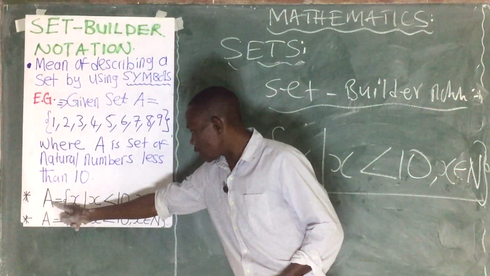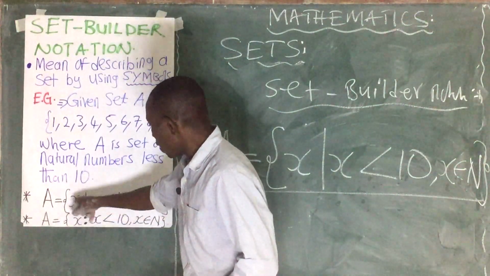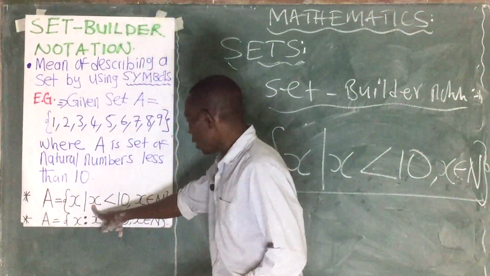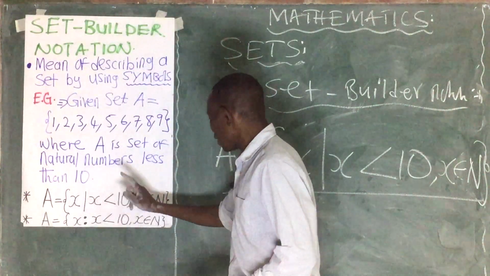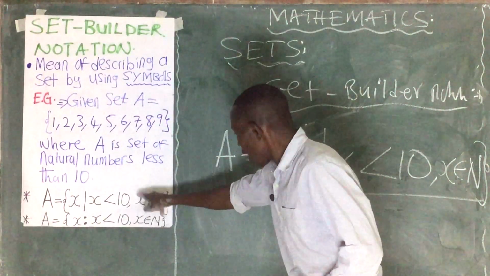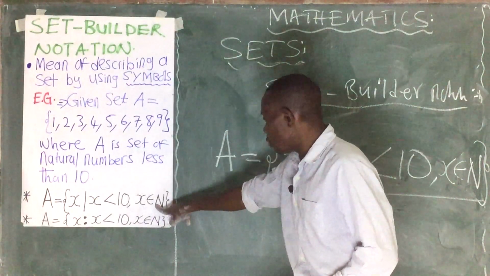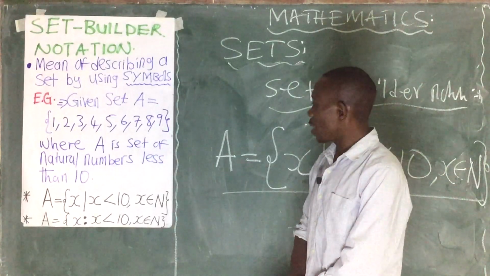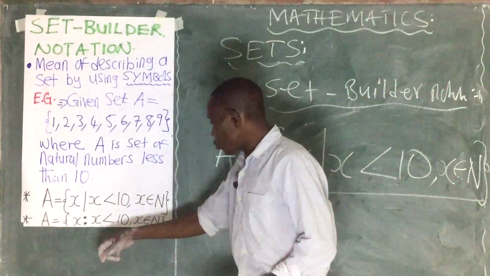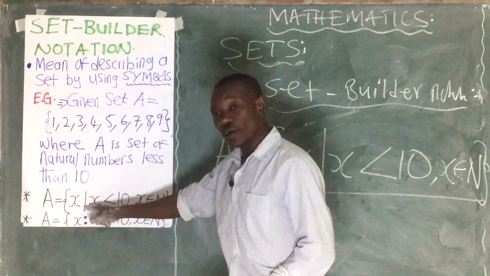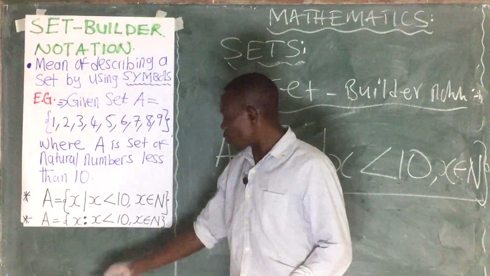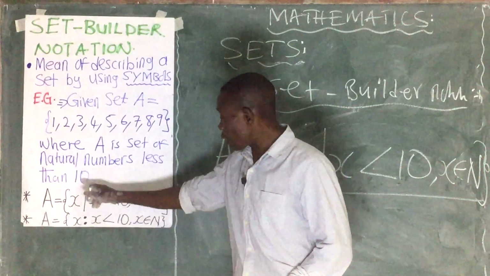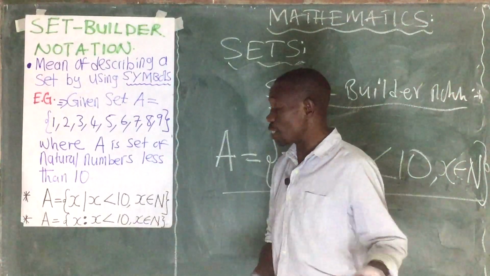A is a set of all elements X, such that X is less than 10, and X is an element of N, and N itself is the set of natural numbers. As simple as that. But if you don't want to use this line here, you can choose to use a colon. A colon and the line simply mean the same thing.